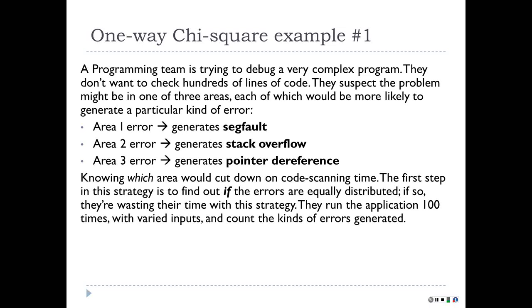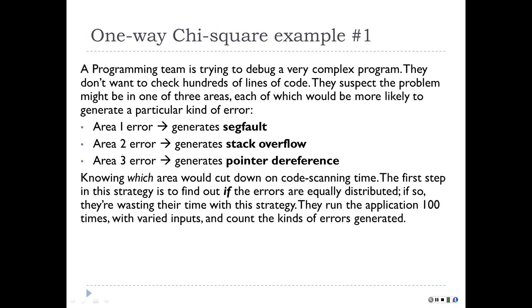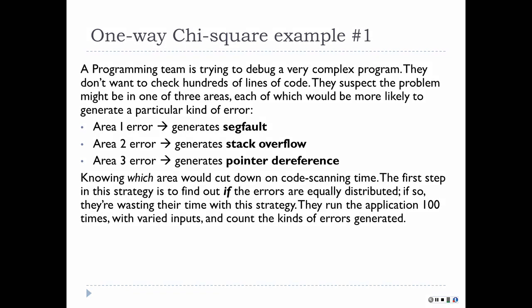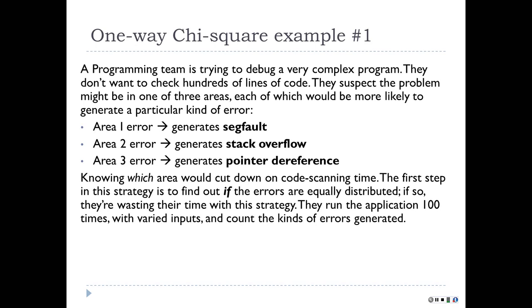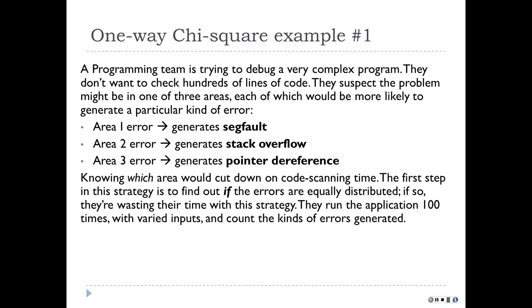So the first step, if this strategy is going to be followed, is to find out if the errors are even equally distributed. If they're equally distributed, then they're wasting their time. This is not going to help them. They should try something else. They might just have to do it all by hand, one line at a time. So they run the application 100 times with varying input, and it generates all kinds of errors. It generates an error every single time, and they count the kinds of errors generated.